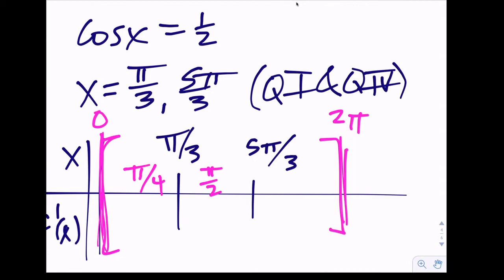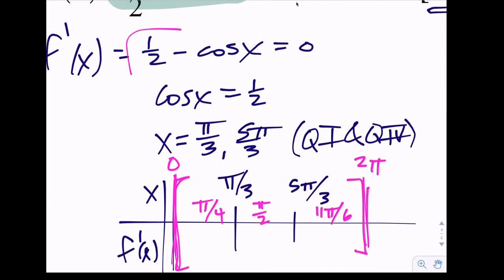And then 5 pi thirds, something to the right of it. Well, let's see. It would either be 7 pi fourths or 11 pi sixths. We already used the pi fourths angle over there. Let's go ahead and give the pi sixths a shot at it, huh? 11 pi sixths. Now we plug it into the fully intact factored version of the derivative, but 1/2 minus cosine x doesn't really factor. So we'll just kind of plug in.